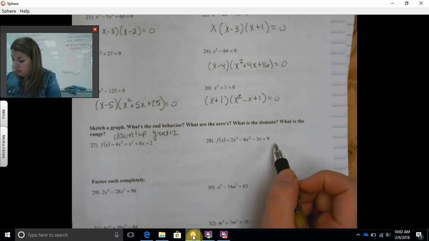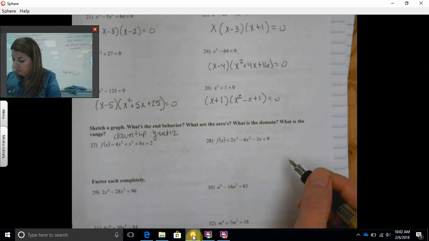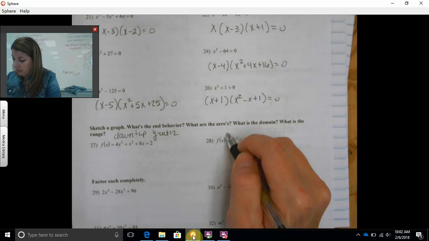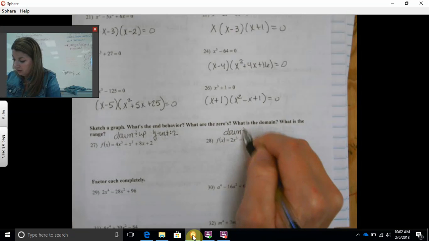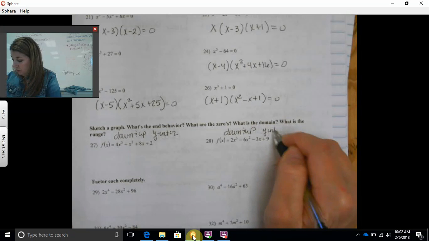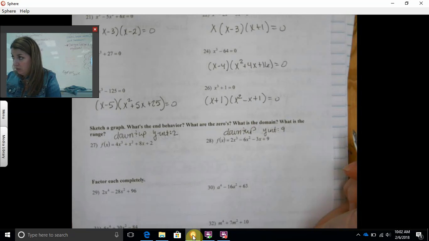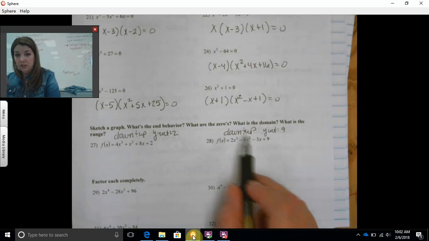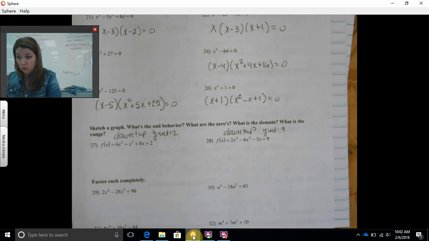28, what's your end behavior going to be? Down and up again. What is your y-intercept? 9. And what method are we going to use to factor that? Factor by grouping. Again, factor, then set each factor equal to 0 to solve for x to see where it crosses the x-axis. Draw in your end behavior. Your y-intercept will help you with a point, and then for whatever other points you need, do a table of values.